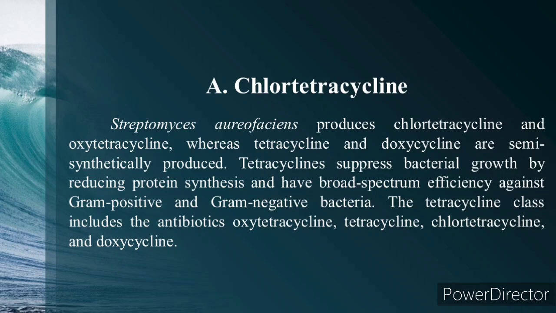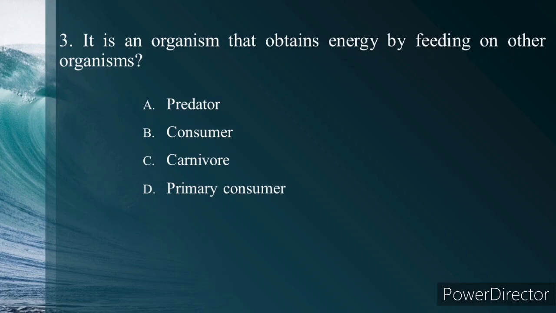Number 3. It is an organism that obtains energy by feeding on other organisms. A. Predator. B. Consumer. C. Carnivore. D. Primary consumer. 1, 2, 3. The answer is B. Consumer.